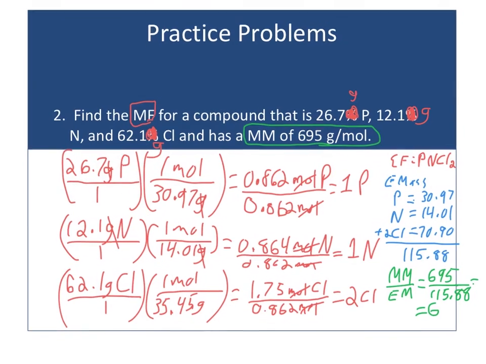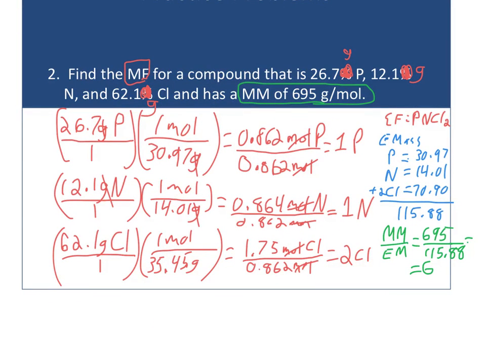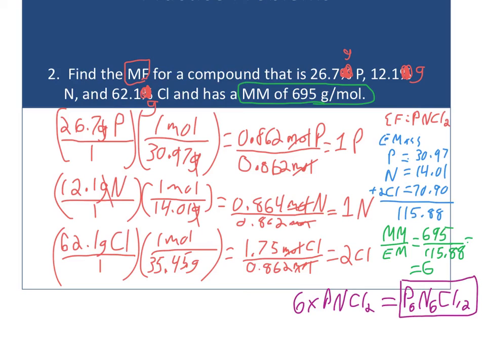So now what I need to do is I need to go in, I need to take that empirical formula and multiply it by 6. 6 times PNCl2. Well, 6 times 1 P is P6. 6 times 1 N is N6. 6 times 2 Cl's is Cl12. And there's my answer. And this is what you can expect from a pretty hefty test question.